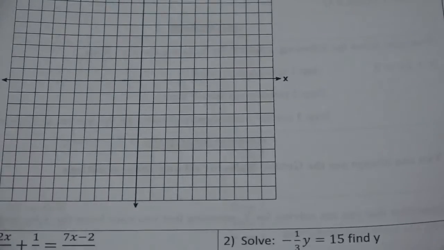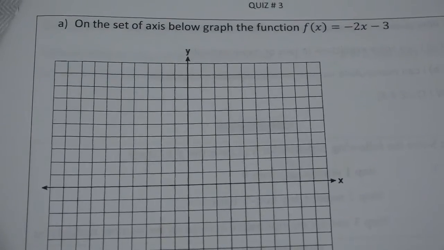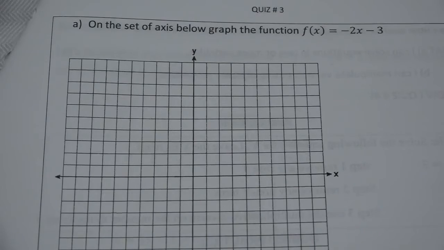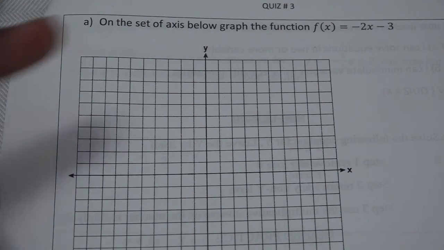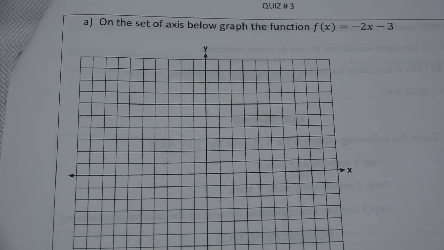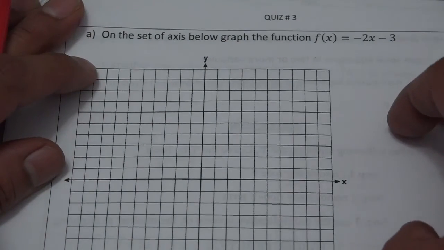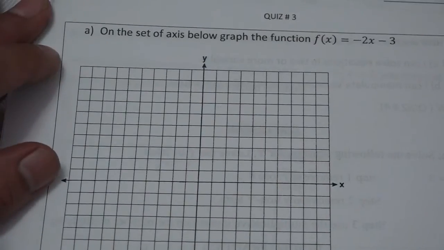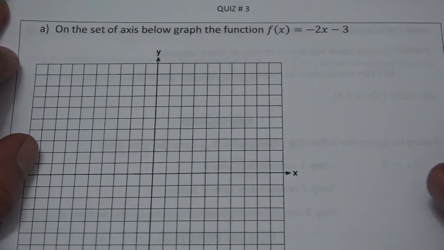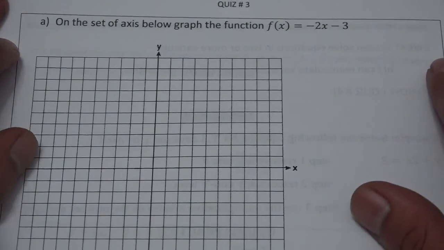All right. So this is quiz number 3. So what does it say? It says on the set of x below, graph the function -2x minus 3. All right. So let's do it. You could do the table. I'm not really requiring you for a table, so it's okay. But let's figure out what the slope and the y-intercept are.